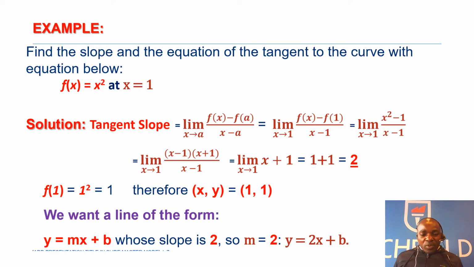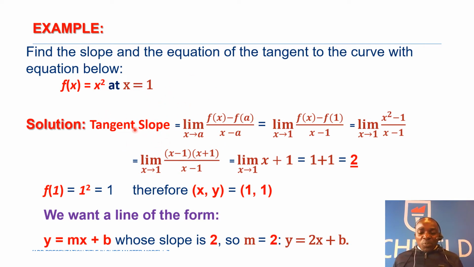In this example, which says find the slope and equation of a tangent to the curve with the equation below, which is f(x) is equal to x squared at x equals 1, the question requires us to find the slope and the equation of a tangent that touches this curve at x equals 1. So the first thing that we have to do is find the tangent slope.